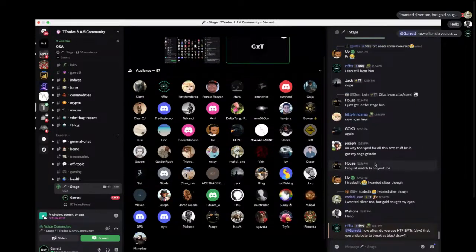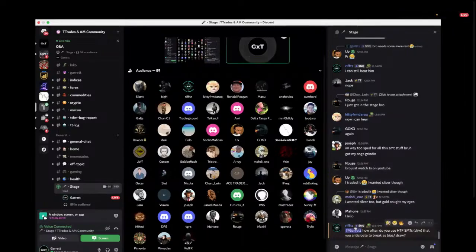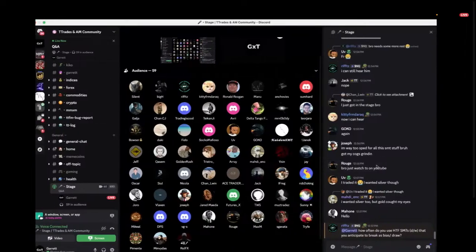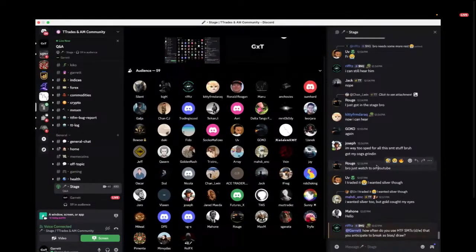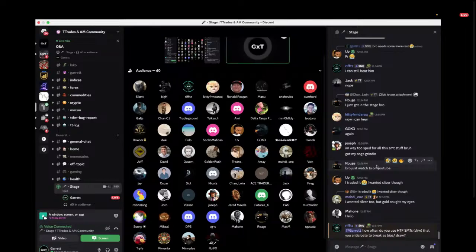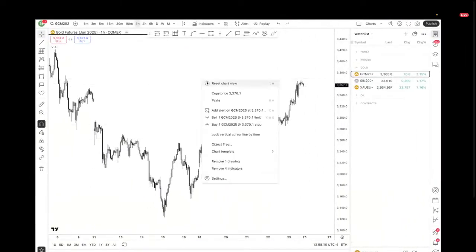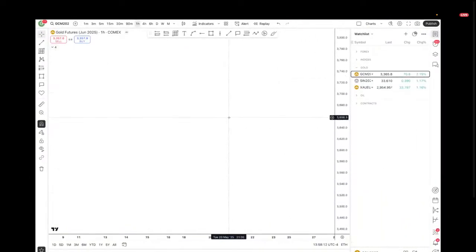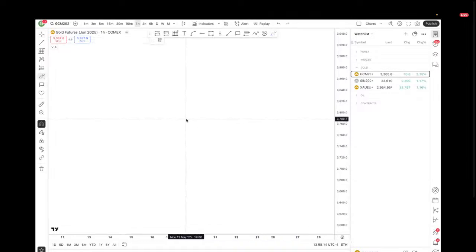How often do you use higher time frame SMTs? I use them every day. I look for them, or every week. Every week close, every daily close. Do I need them necessarily? No. I'll say when we have, for example, a clean one-sided narrative on the higher time frame.